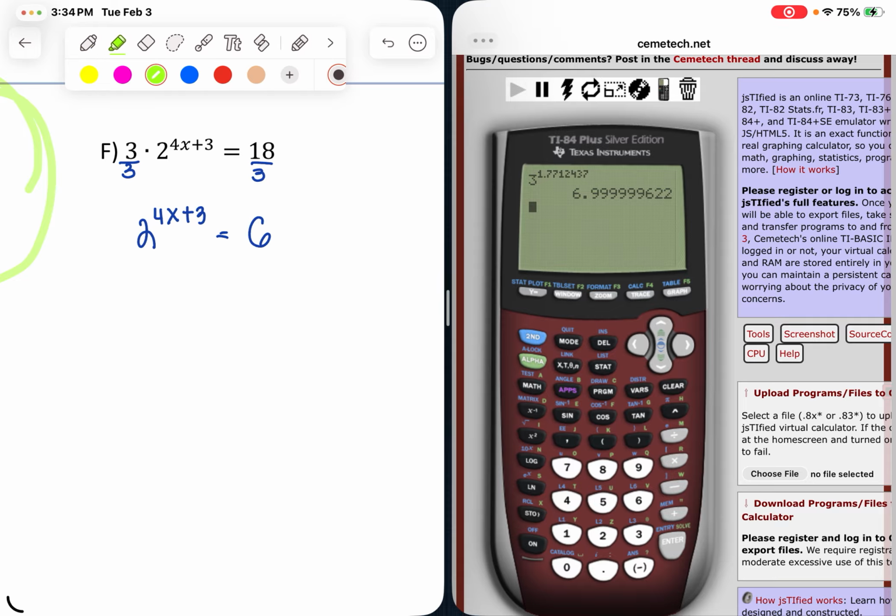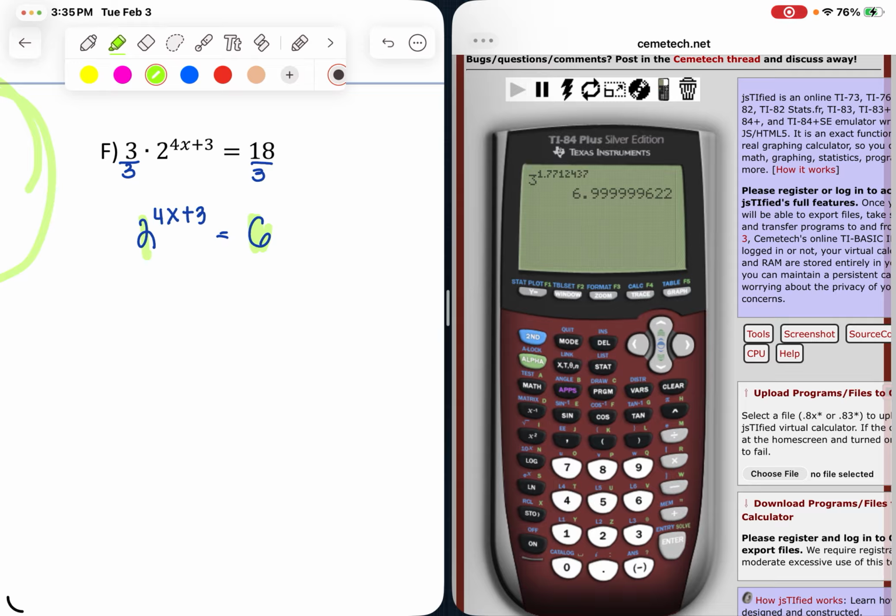So then I look at my bases. Can I rewrite 2 and 6 as the same base? No. Some people will say, yeah, you can write it as 2 times 3. That's not rewriting a function with the same base raised to a power. It's like, 2 to what power would give you 6? Nah, I don't know that.